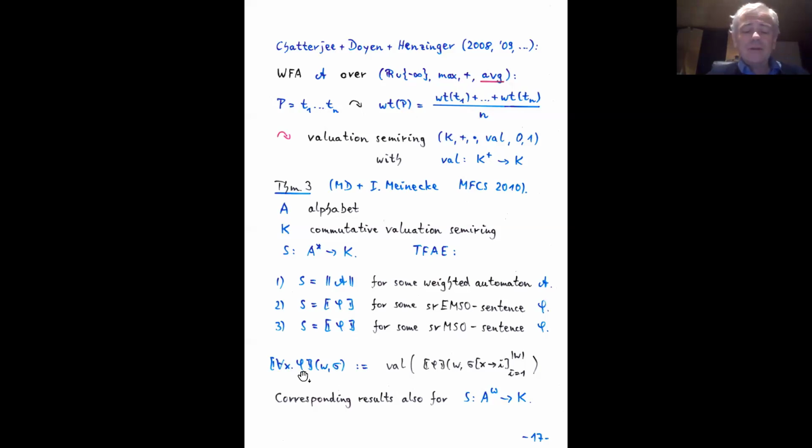Here we look at the values of phi for all possible positions. For W and position variable X, we assign position i from 1 to the length of W, all these values. And then we take the valuation of this sequence of values. And the valuation might be the average, or it might be discounting, or in the classical case, it's just the product in the same ring. We only take this, and then the same result works again with very similar proofs. And we have a corresponding result also for infinite words.